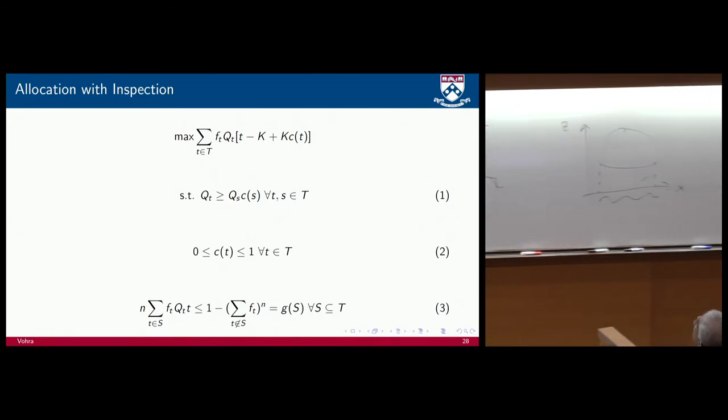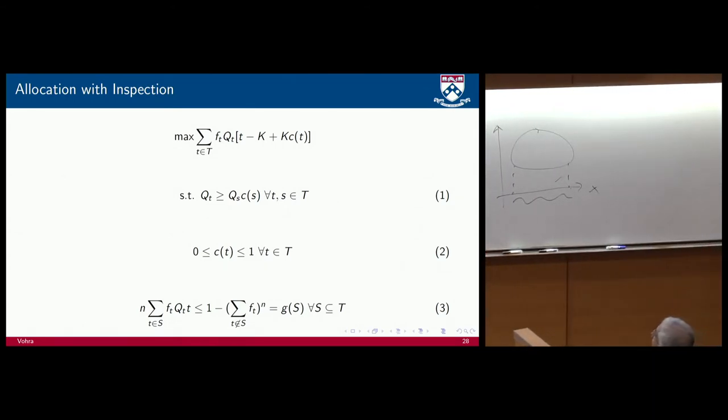Okay. Now at this point I'm in tears because although I've got my polymatroid here, my objective function unfortunately is not linear. I've got two variables in there, Q and C, and they're multiplied by each other.